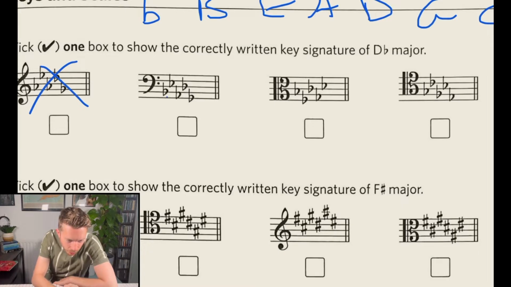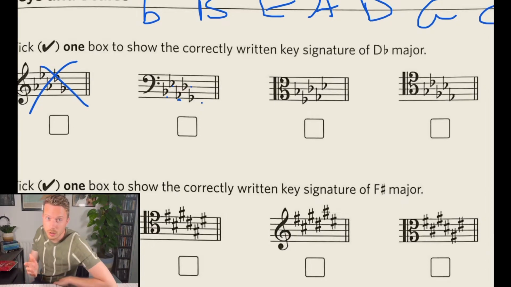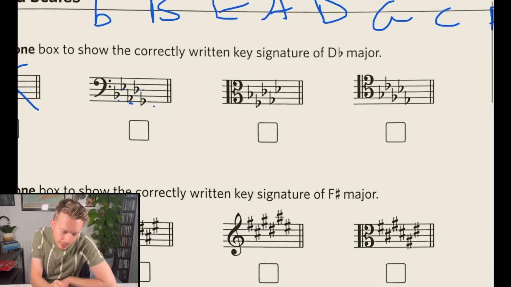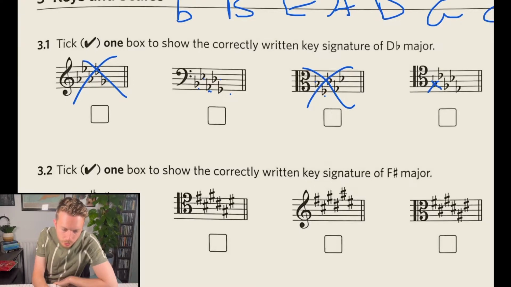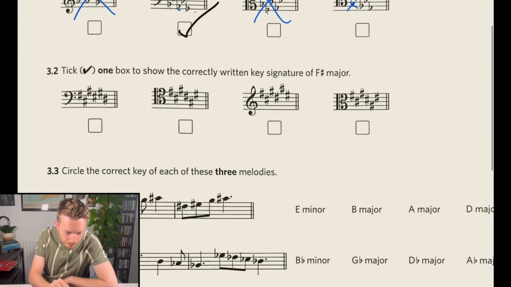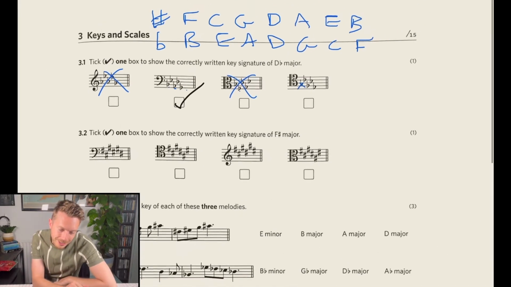Okay, the next one we have B, E, A, D, G. That looks right. So we have the right notes, but are they in the right order? Let's take a look. So we have B, F, so immediately that's wrong. And here it doesn't start with a B flat, so that is wrong as well. So that's the right answer. 3.2, we have 6 sharps, very scary.